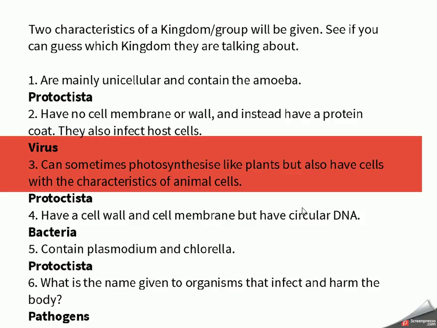Bacteria have the cell wall and cell membrane, but crucially they've got that circular DNA without the nucleus. Protoctista contain Plasmodium and Chlorella, and then the name we give to organisms that infect and harm the body are pathogens.